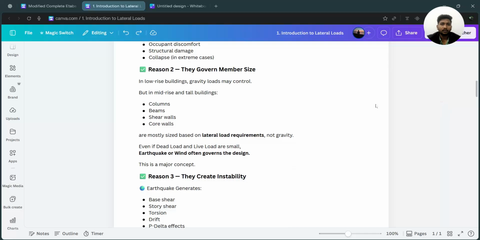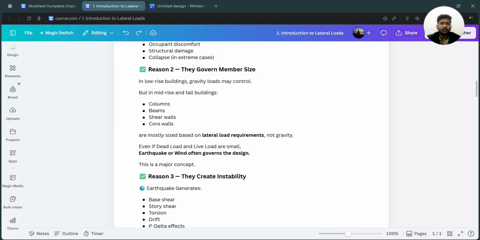Then reason 2, they govern the member sizes. In low-rise buildings, gravity loads may control, but in mid-rise and tall buildings, columns, beams, shear walls, and core walls are mostly sized based on the lateral load requirements, not the gravity.